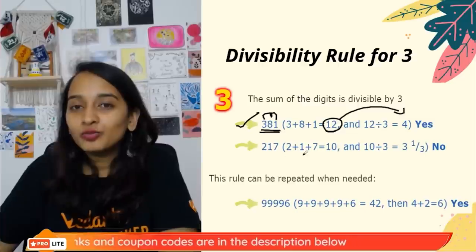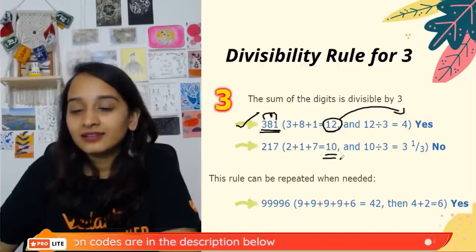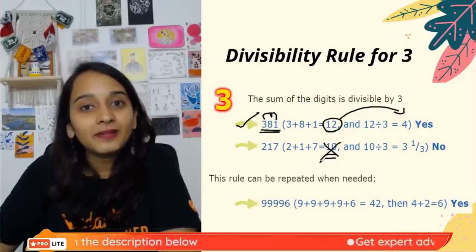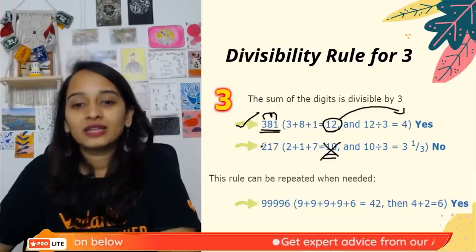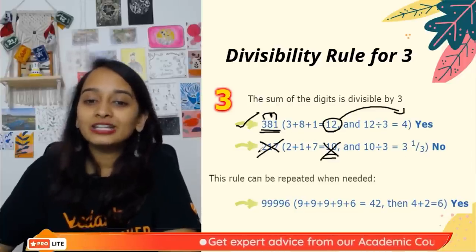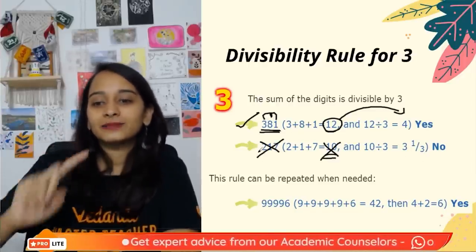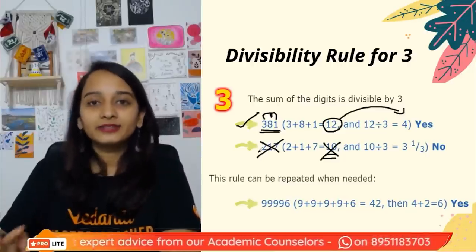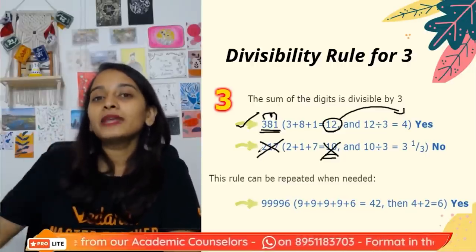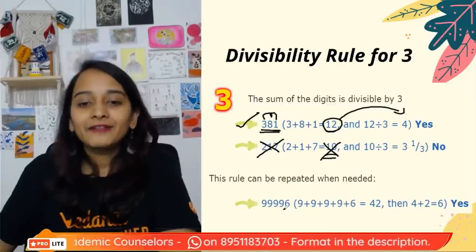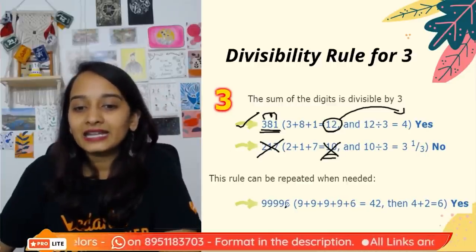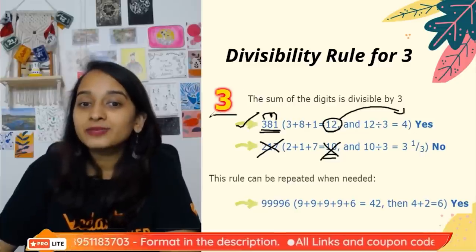217. 2 plus 1 plus 7 is 10. 10 is not divisible by 3. Hai na? So you can say that 217 is also not divisible by the number 3. Now this rule can be repeated. Iska matlab kya hai? For example, if I take 99996 and check if it is divisible by 3.